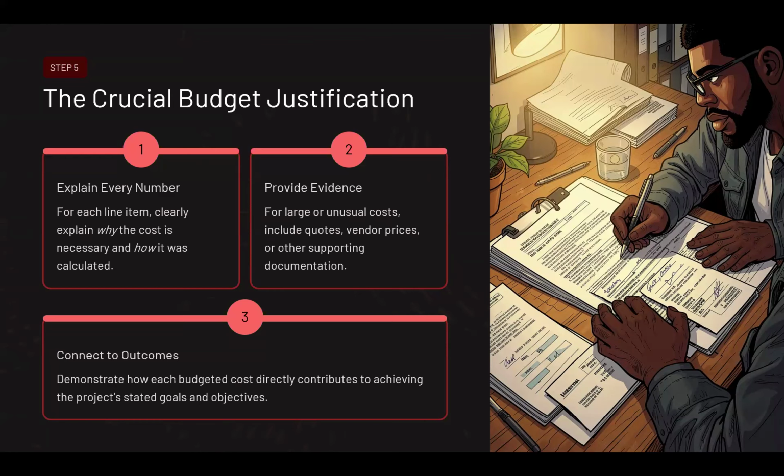Then you connect to outcomes. You demonstrate how each budgeted cost directly contributes to achieving the project's stated goals and activities. For example, if you are asking for money to travel, explain why you need to travel and how it helps with the project goal. Or if you are buying X materials, how does it help you to achieve your goals? Even for simple printing paper, we have to justify why we are buying paper.